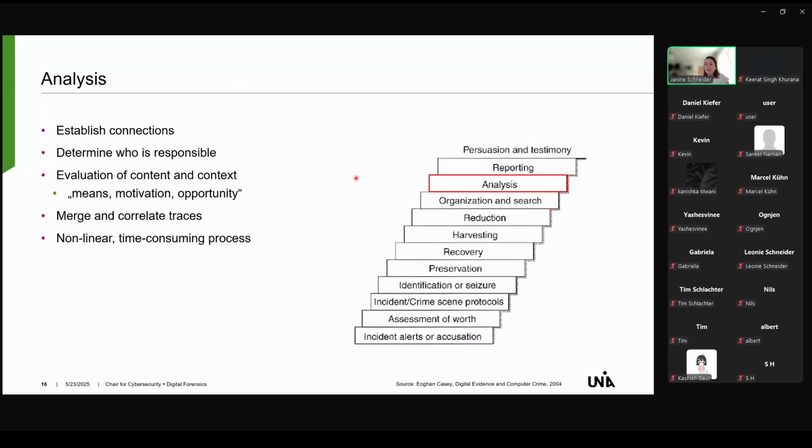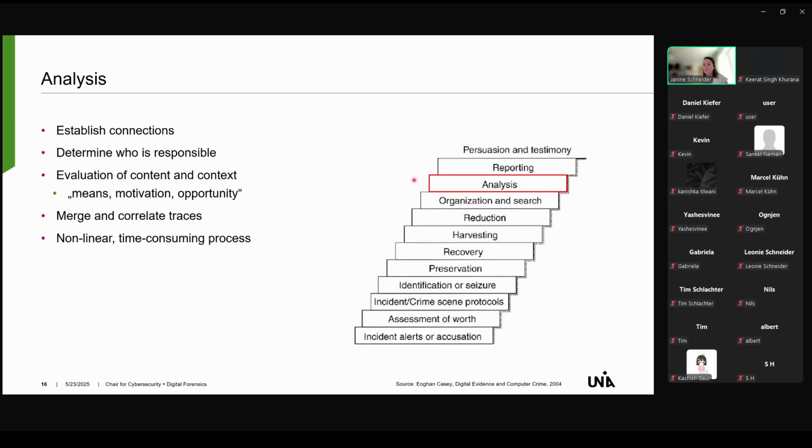Okay, next step is analysis. And by analysis, we mean here investigative analysis. So when we talk about analysis in digital forensics, we often talk about preservation, recovering, harvesting, reduction, organization, and search. This analysis step in this investigative process model is an investigative analysis, not a technical one.